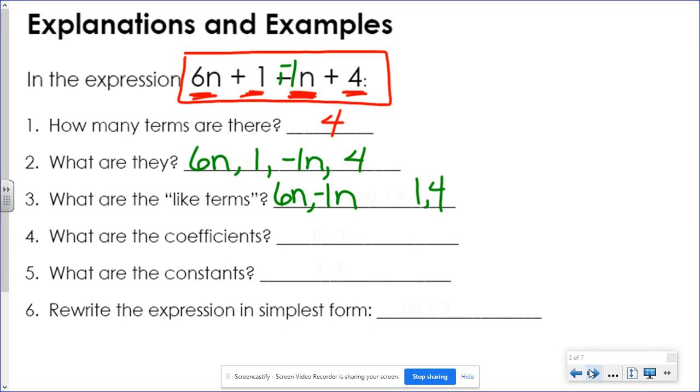Coefficients are the numbers in front of variables. So that would be just the 6 from the 6n and the negative 1 from the negative 1n. Constants, again, are the numbers without variables. So that's the 1 and the 4. And then simplest form, to clean this all up. So I would say this 6n and this negative 1n can go together. So if I have 6 of something and then a negative 1 of something, that would leave me with 5 of those things, which are n's in this case. And then I can also add the 1 and the 4 and say that's going to be a plus 5.